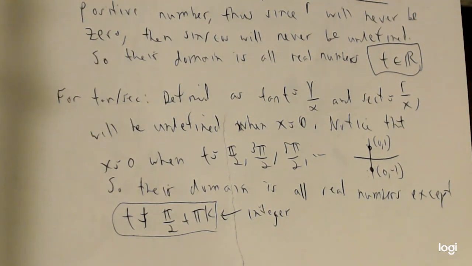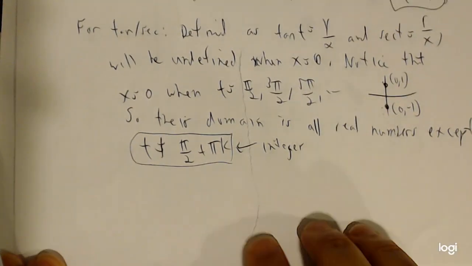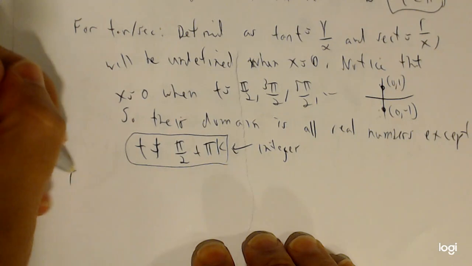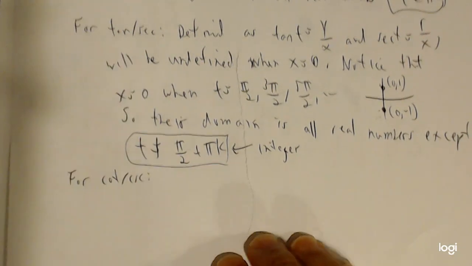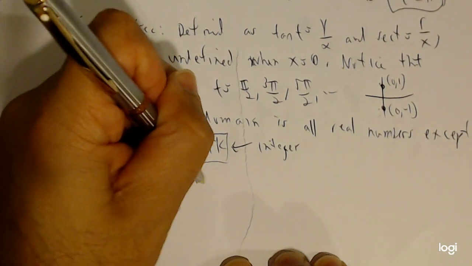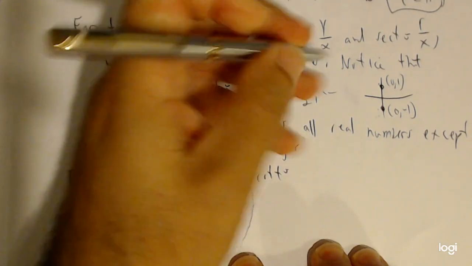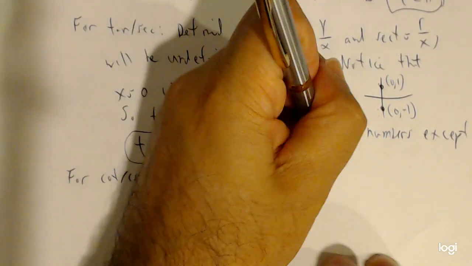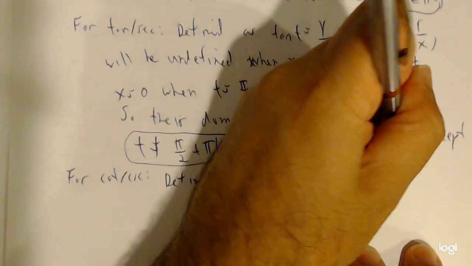So that's basically how we get to that. So let's do the same for the last two. For cotangent and cosecant, we're going to use the same idea. What is it that we know? These are defined as cotangent of t is x over y, and cosecant of t is r over y.